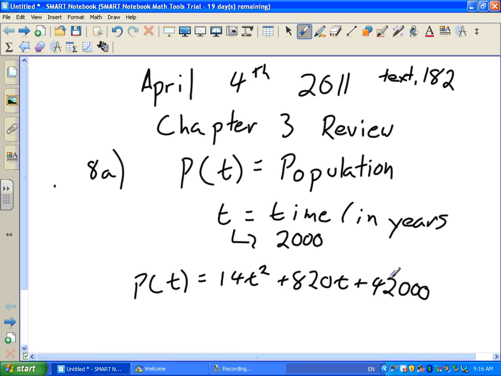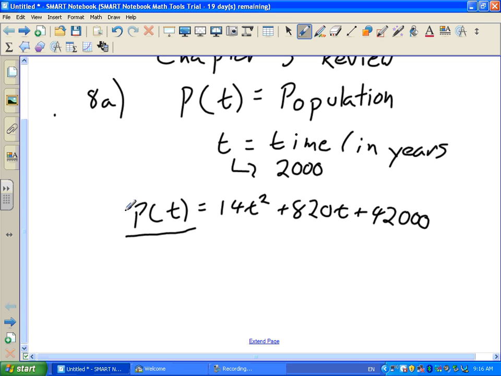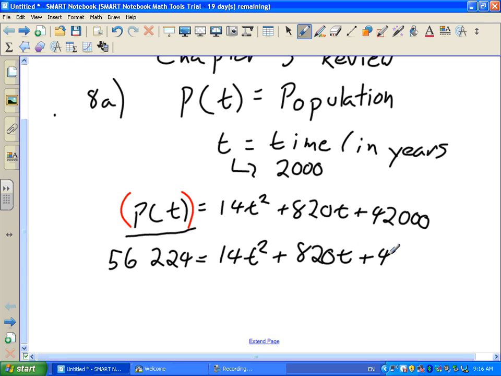All right, so we have all that information down. A says, when will the population reach 56,224? Provide your reasoning. Okay, so they're giving us a number for a population. They're asking us when this population is going to be equal to 56,224. So in order to answer this question, I'm going to substitute that value in for P at T. So 56,224 is equal to 14T squared plus 820T plus 42,000.